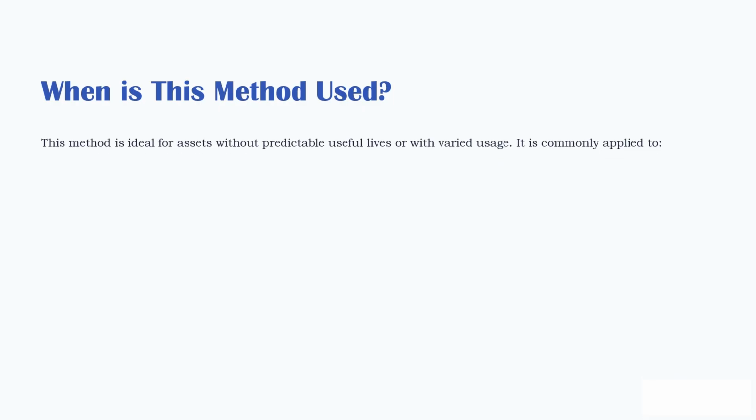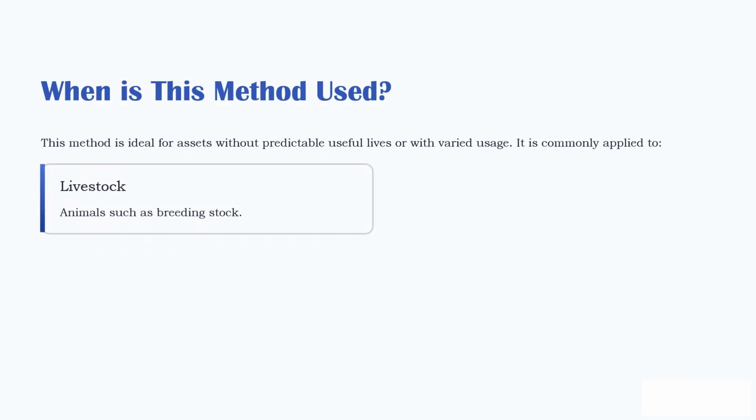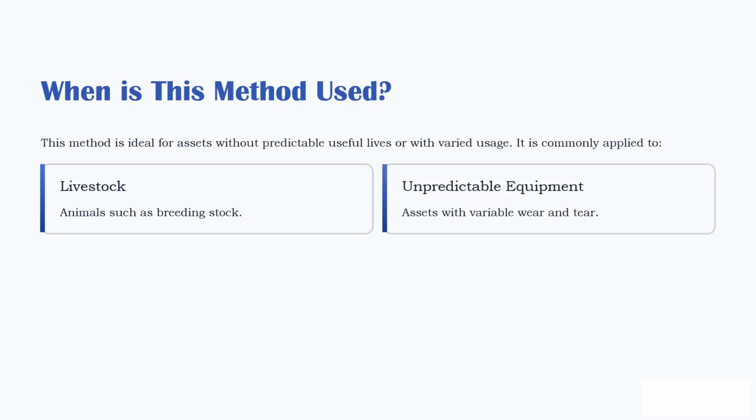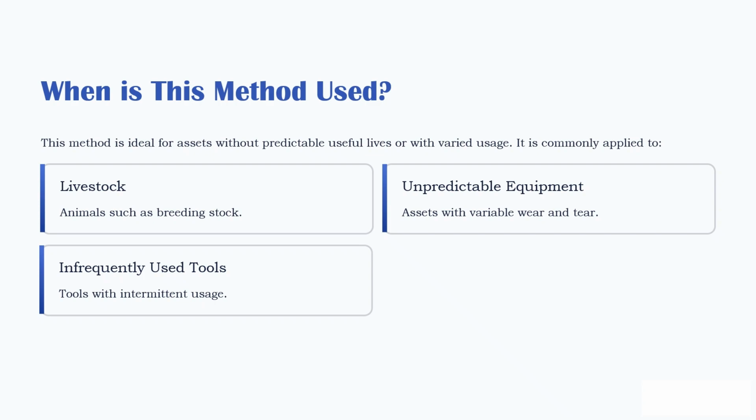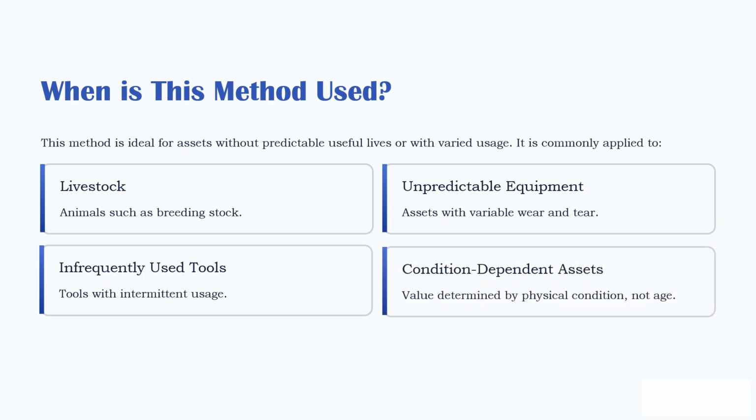When is this method used? This method is used when the asset does not have a predictable useful life or when usage varies a lot. It's common for animals, equipment with unpredictable wear and tear, tools used only sometimes, and assets whose value depends on condition, not age. Businesses use this method when they need updated and realistic values every year.